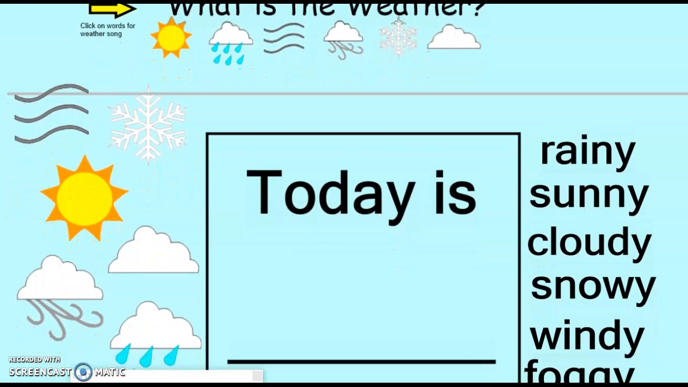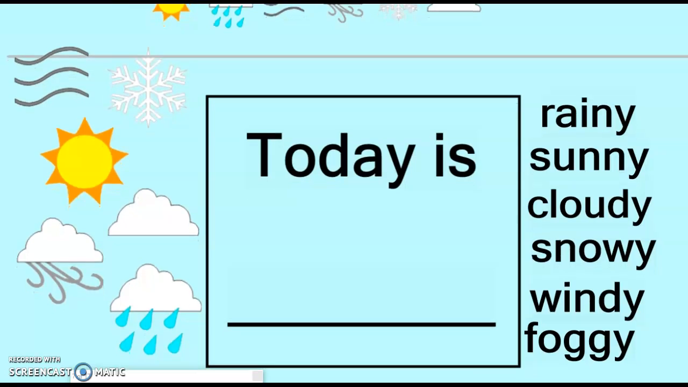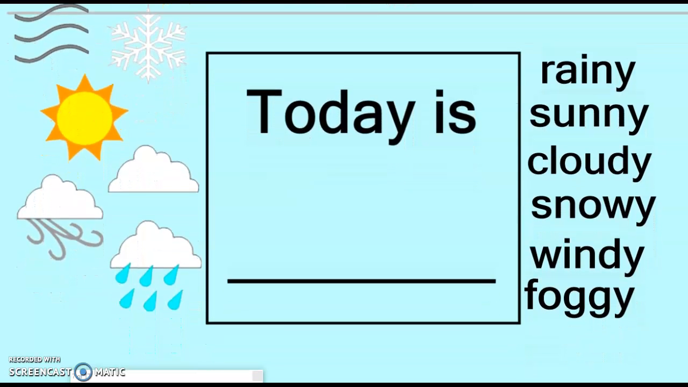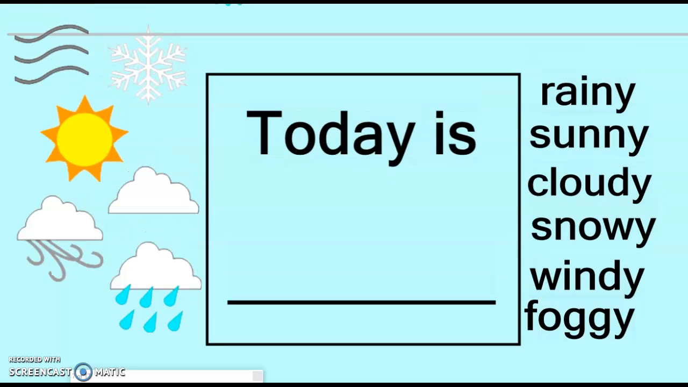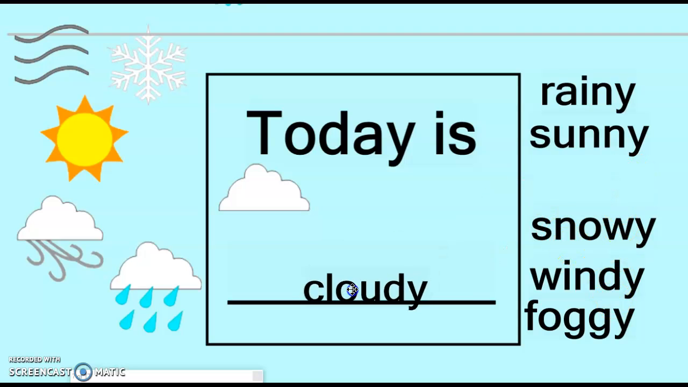What's the weather? What's the weather like today? Is it sunny? Is it cloudy? Is it rainy today? If I look out of my window, it's kind of similar to what it was yesterday. It's just cloudy. There isn't any sun out there. It's not raining, but it does look kind of gloomy again, like it might rain. But right now, it's only cloudy outside.